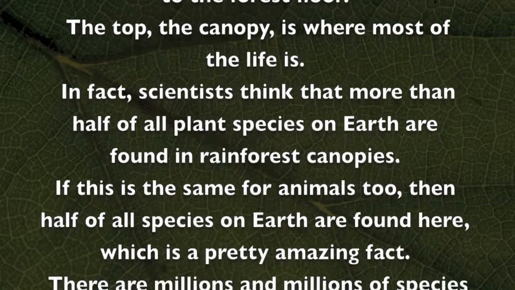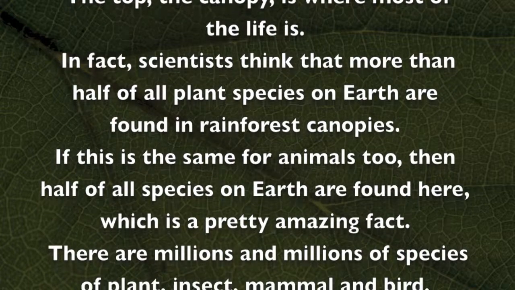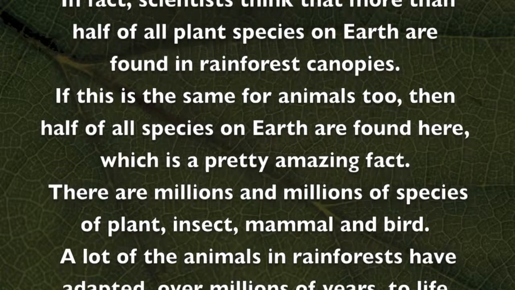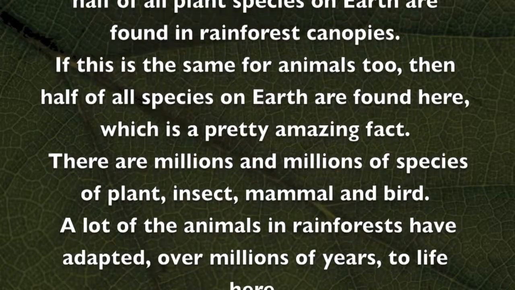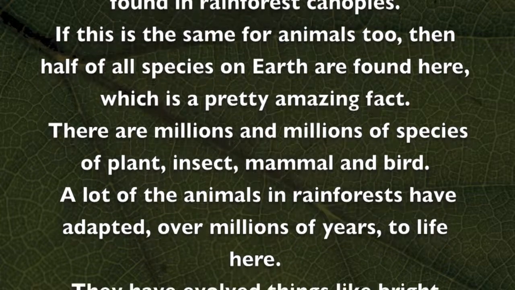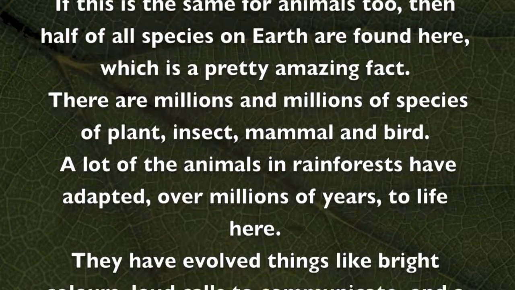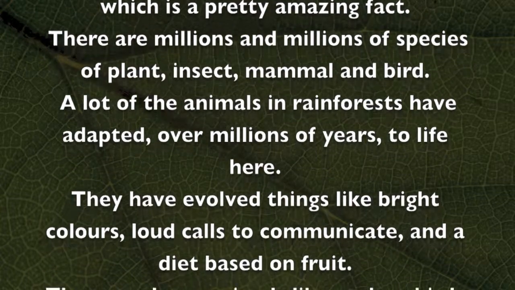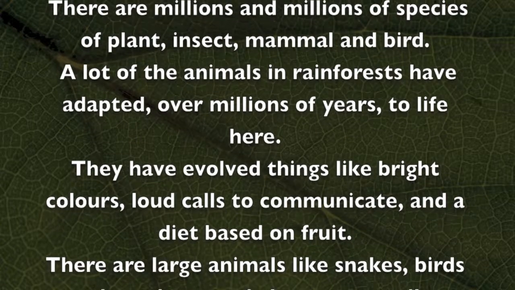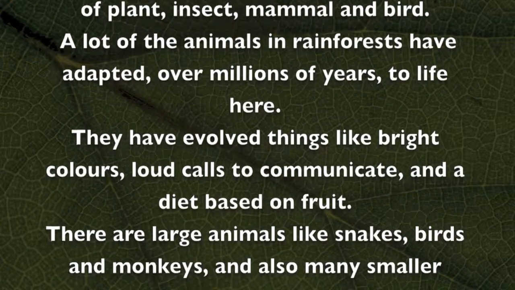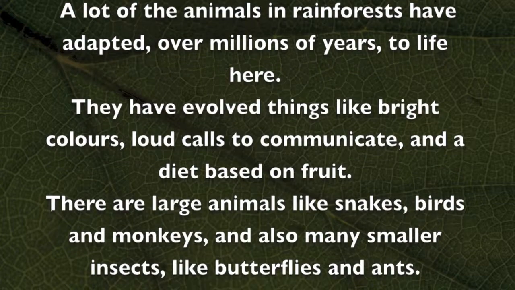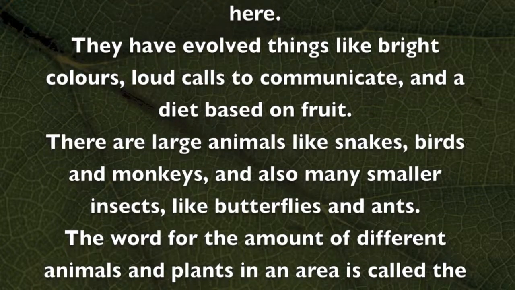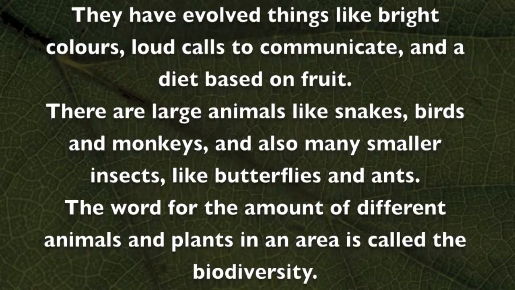If this is the same for animals too, then half of all species on Earth are found here, which is a pretty amazing fact. There are millions and millions of species of plant, insect, mammal and bird. A lot of the animals in rainforests have adapted over millions of years to life here. They have evolved things like bright colours, loud calls to communicate, and a diet based on fruit. There are large animals like snakes, birds and monkeys, and also many smaller insects like butterflies and ants.